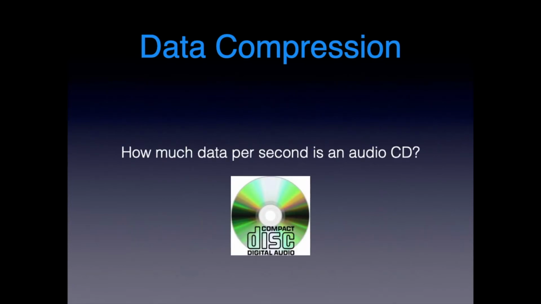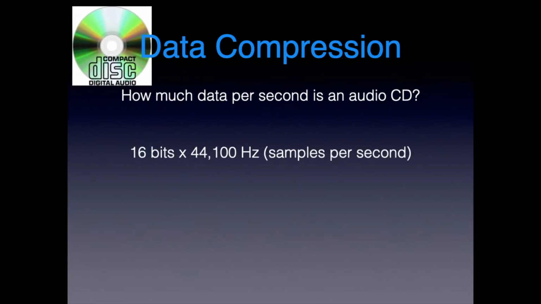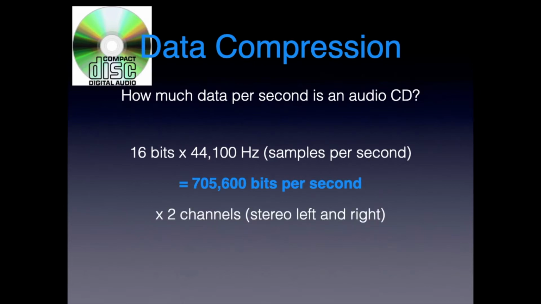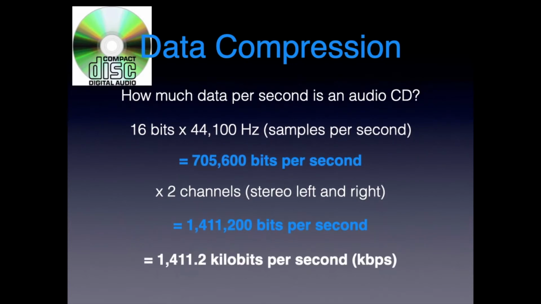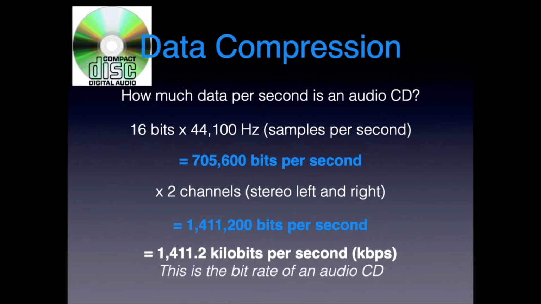Let's think about the data per second on an audio CD. Again, CD quality audio, 44.1 kilohertz and 16 bits. If we multiply those together, we get the number of bits per second, 705,600. Remember, CDs are stereo audio, so we should multiply that by 2, one for the left, one for the right. We get about 1.4 million bits per second. To move to more useful units, that's 1,411 kilobits per second, kbps. This is the bit rate of an audio CD.